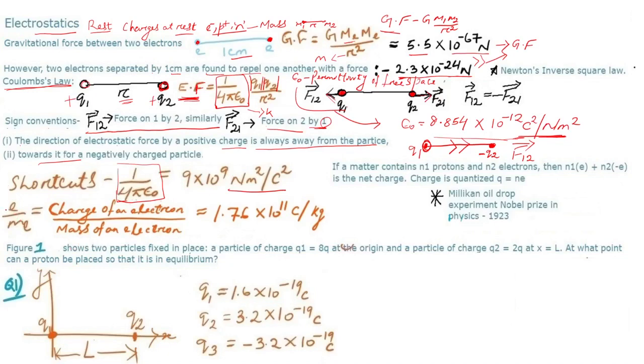That is the charge of electron. That is the value. What is the value of the charge of an electron divided by mass of an electron? The ratio of charge of an electron by mass of an electron is 1.76 into 10 to the power 11 Coulomb per kg. Okay. So these are some of the shortcuts which you need to note down so that it will be beneficial to you while solving problems on electrostatics.